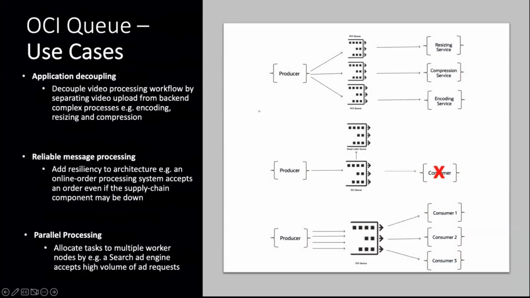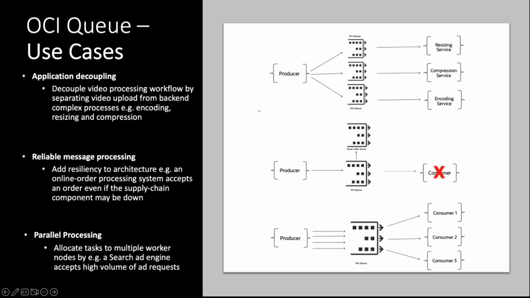Looking at a few use cases of the OCI Queue service. It provides application decoupling. For example, in the first diagram, let's say the producer is a video service that's processing a video. The video is put into three different queues, and services that are supposed to work on the video, such as the encoding service, the resizing service, or the compression service, can consume those specific messages, or videos, put in the queue and do their bit. It helps individual components of an application run independently by using the queue service.